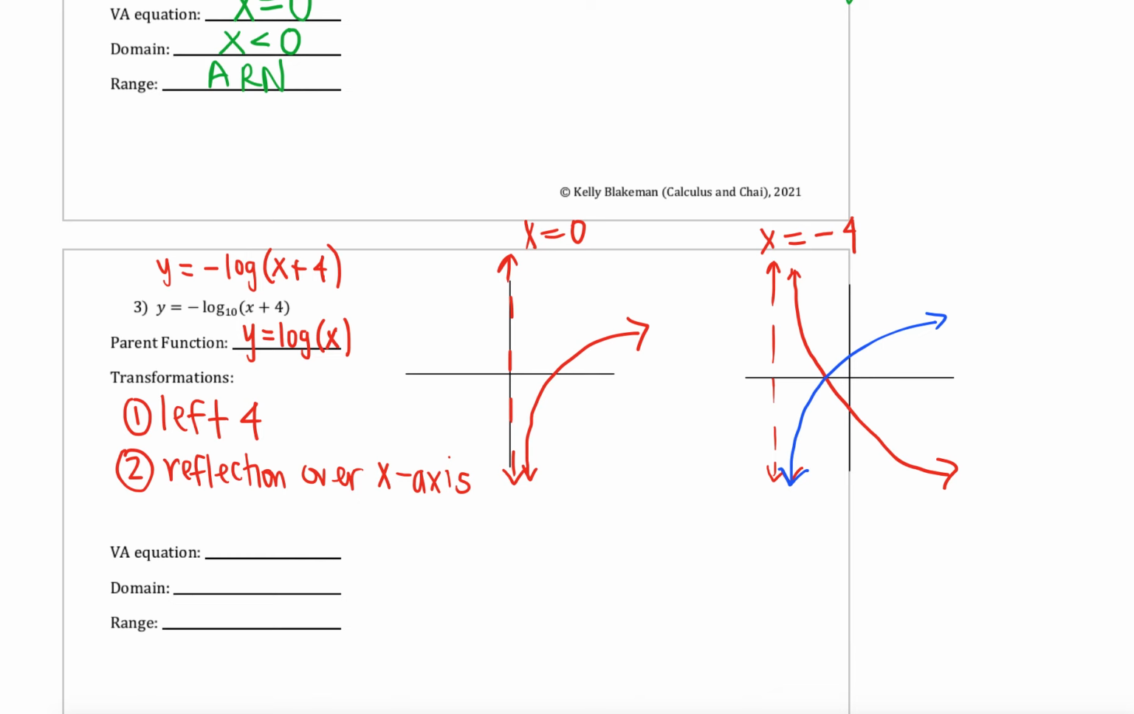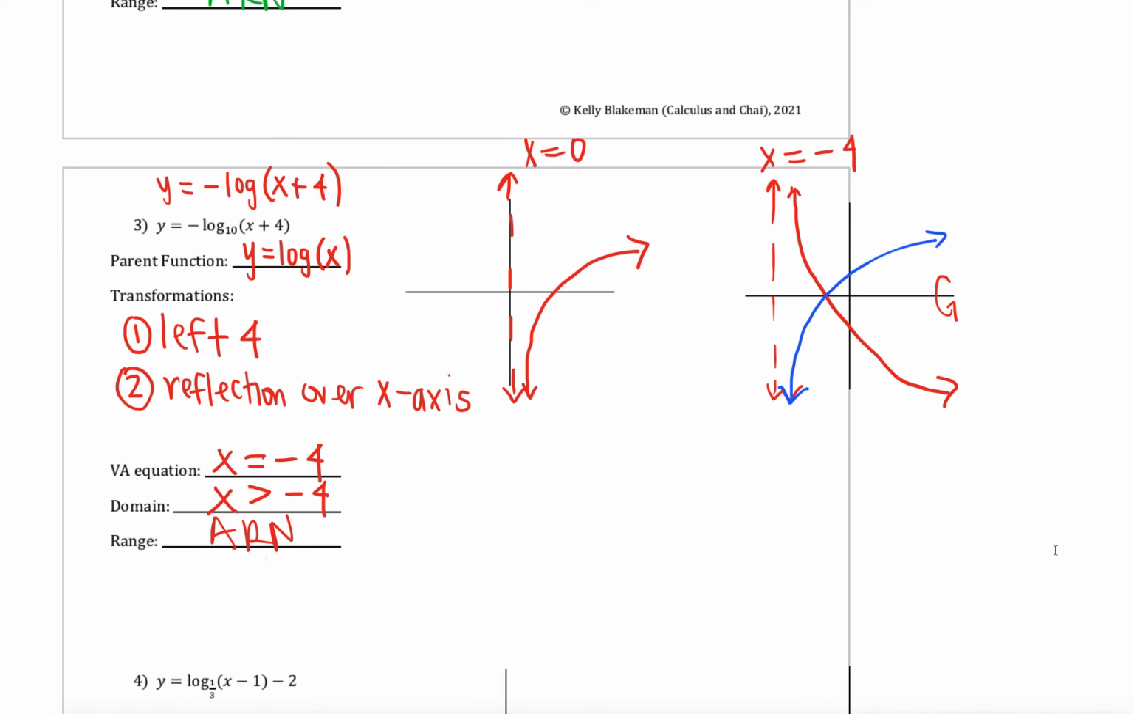So let's check these. Our vertical asymptote we actually already had. That was x equals negative 4, and that came from taking the original x equals 0 and shifting left 4 units. Our domain also moves with that and would be x is greater than negative 4, because the graph, although it is reflected over the x-axis, it's still to the right side of the vertical asymptote, so all of our domain values are still bigger than that vertical asymptote, so x is greater than negative 4, and our range is still going to be all real numbers.